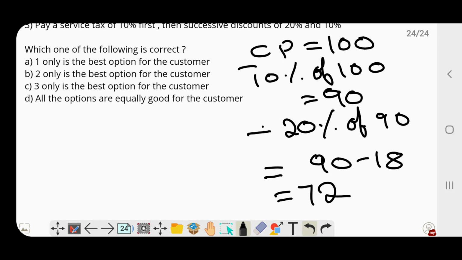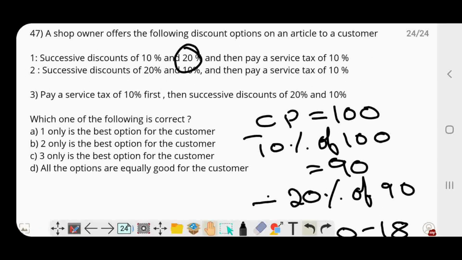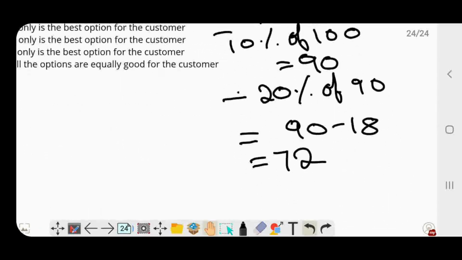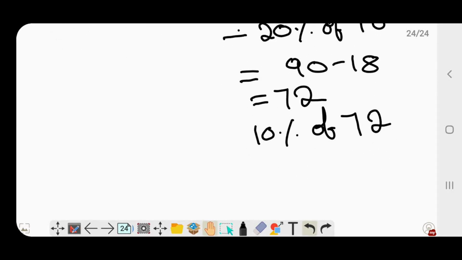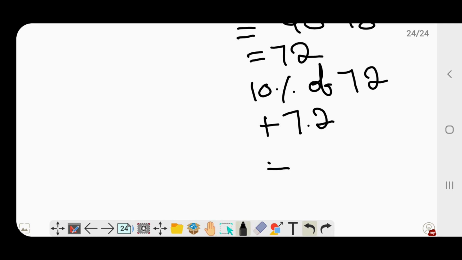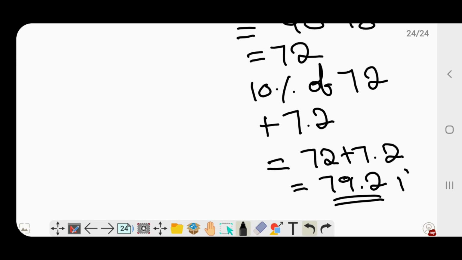So this is the price right now after the discounts, and then I pay a service tax of 10%. So that is nothing but 10% of 72. This is not a discount, this is something which I'll have to pay. So I will add 7.2 rupees. So totally I will have to pay 79.2 rupees. 72 plus 7.2, that is 79.2 rupees. This is the first scenario. Now let's work out all the scenarios. I will work out the second scenario now.